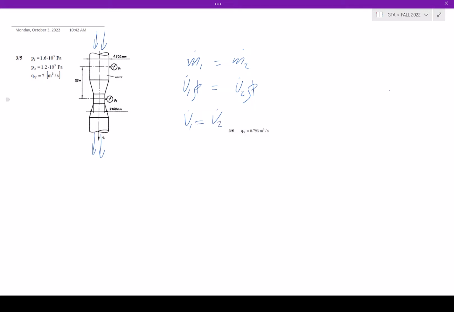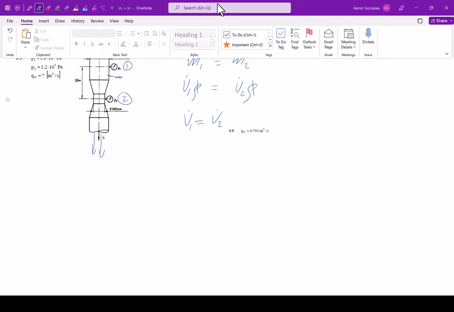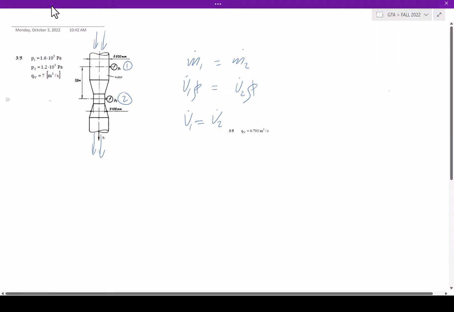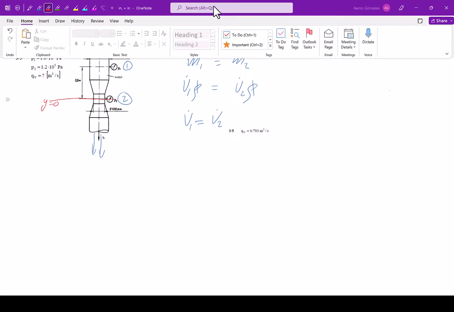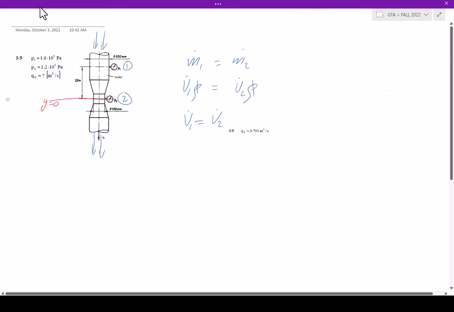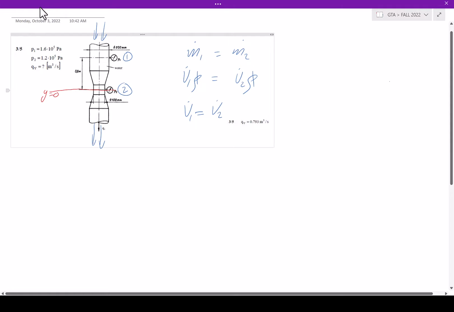Okay, so let's just label our diagram. We're assuming that this is our point 1 because it's giving us a pressure value of 1, and this is our point 2, pressure value of 2. Defining our origin, I'm going to say that this right here is our origin. That's where our y equals 0. Okay, so going back, let's do Bernoulli's equation.